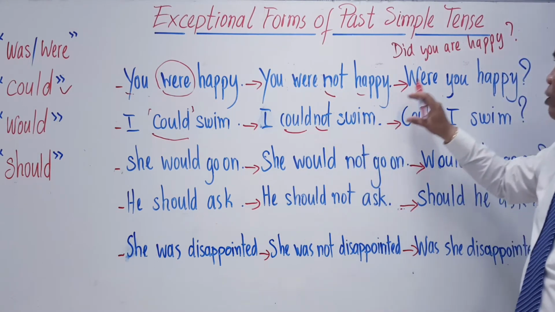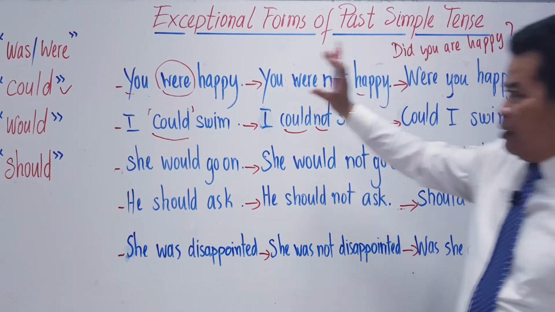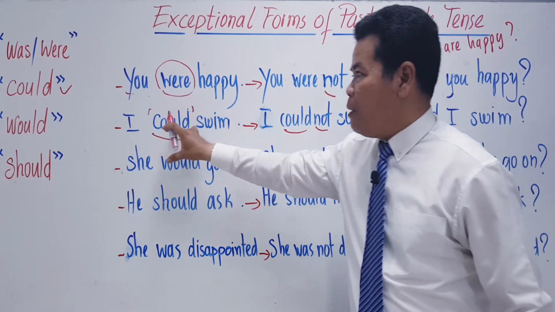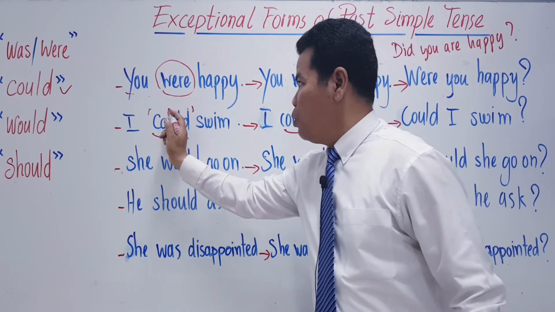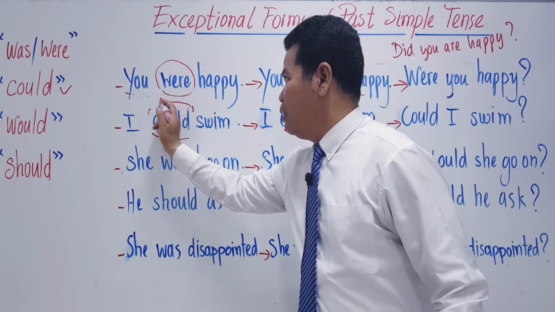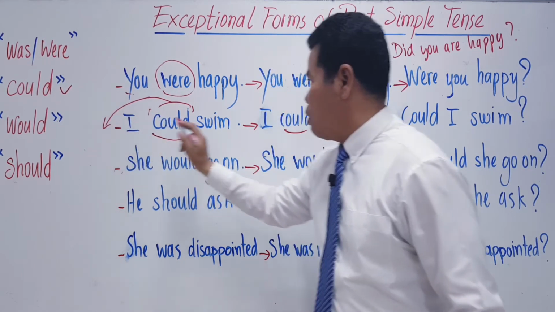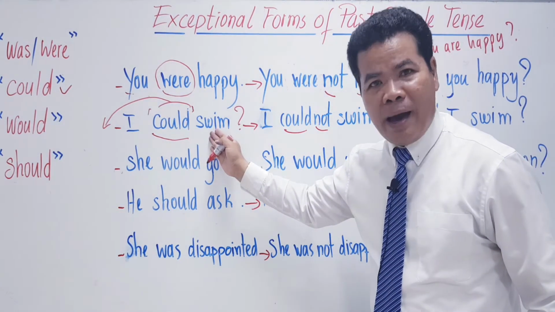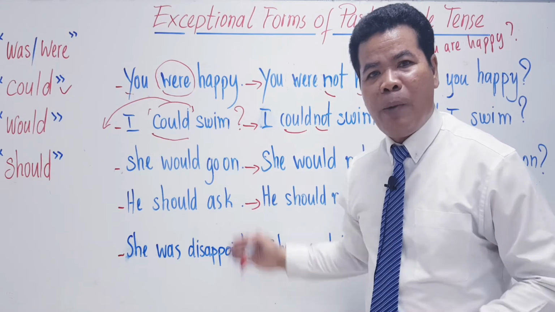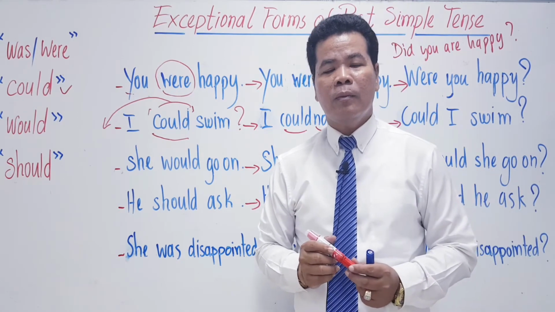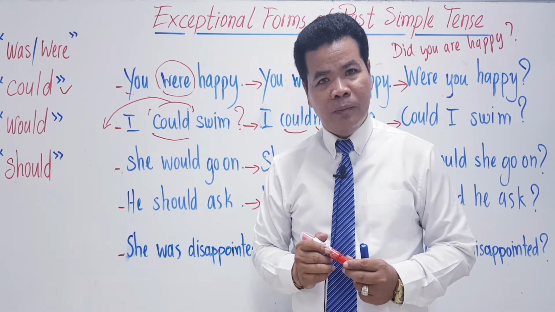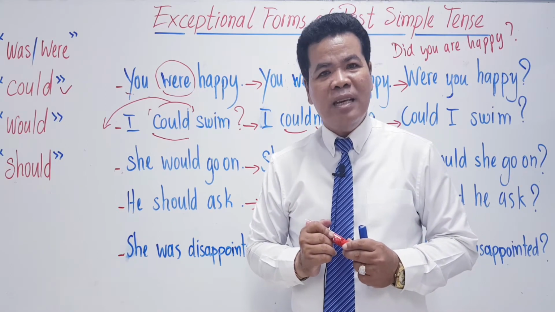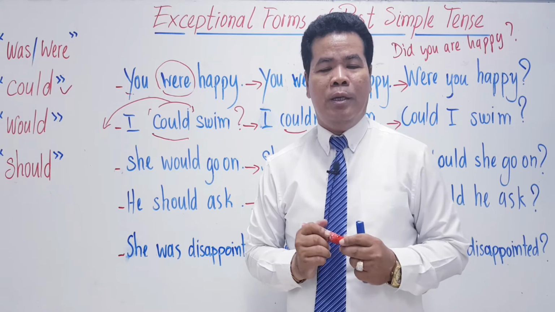And when you want to make it into question, this is affirmative, I could swim. When you want to make it into question, you just move the verb could to put in the front, and then don't forget the question mark. That's how you have a question sentence of past simple. All right? Please be sure we don't see did in this use.